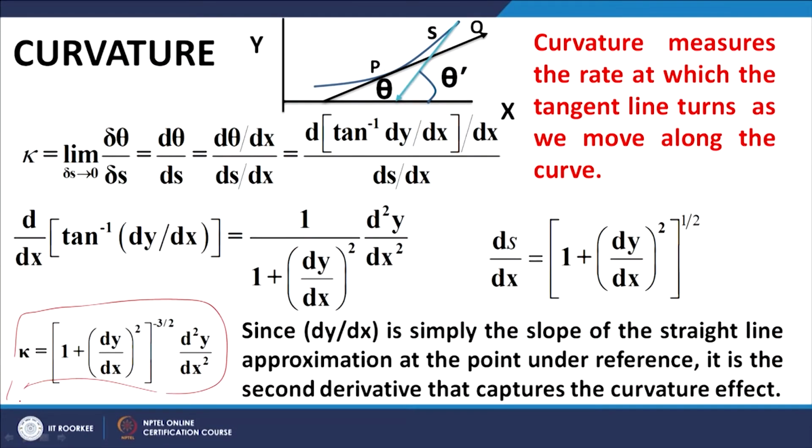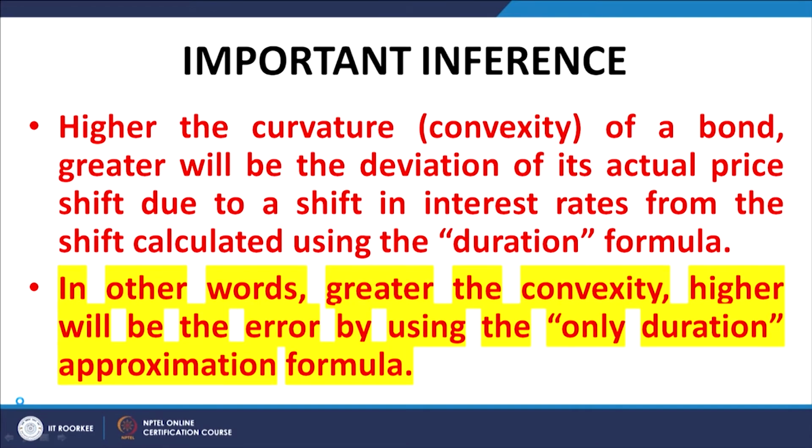The explicit definition of the curvature is given in the box right at the bottom left hand corner of the slide. So, what is the important inference? The inference is that the higher the curvature, the higher the convexity of a bond, we have already talked about convexity. Convexity is the form of curvature in fact. So, the higher the curvature, the higher the convexity of a bond, the greater will be the deviation of the actual percentage price change due to a shift in interest rates, due to a change in YTM, from the change calculated using the duration formula.